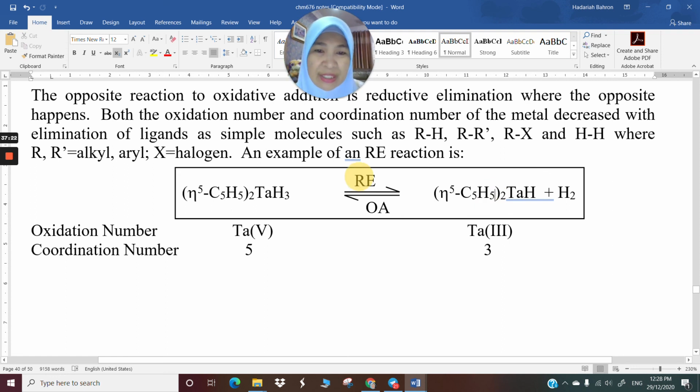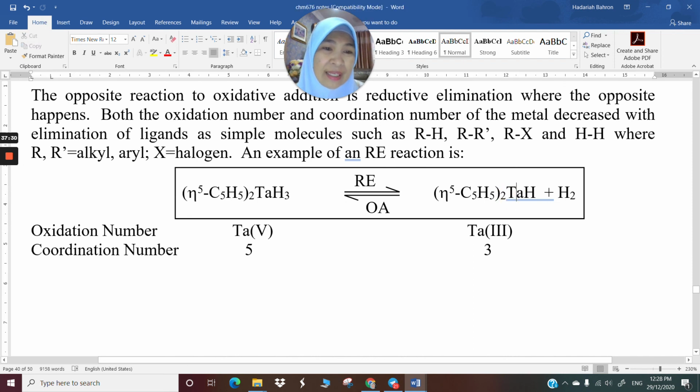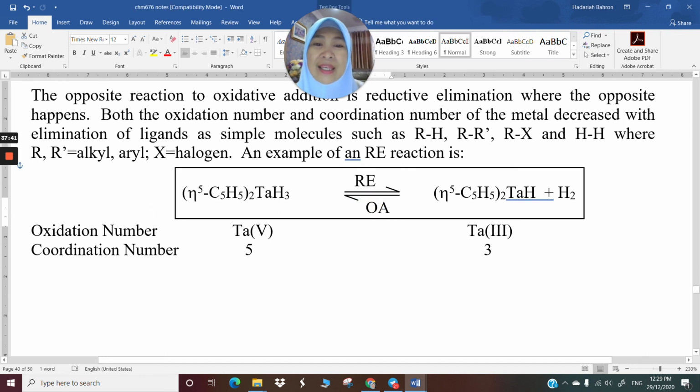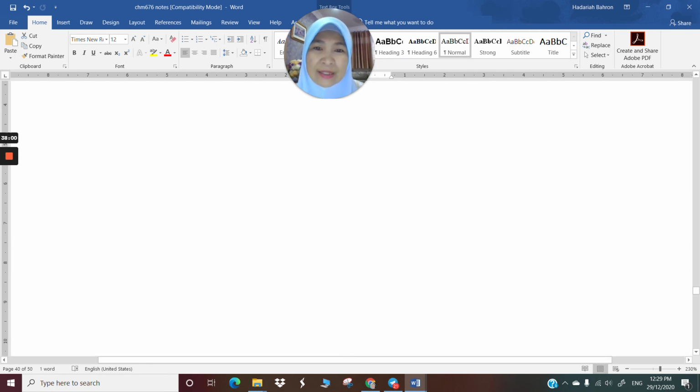So the forward reaction is RE, but if you look properly, the backward or reverse reaction is OA. TaH cyclopentadienyl added with a small molecule, hydrogen, will make this, and going to the left is OA, then going to the right is RE. So that is an illustration of how reductive elimination is exactly opposite to oxidative addition. So I'm going to stop my lecture 10 here.